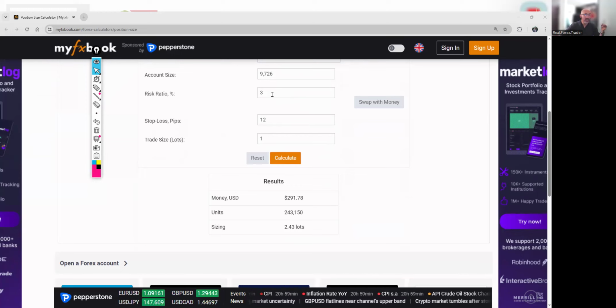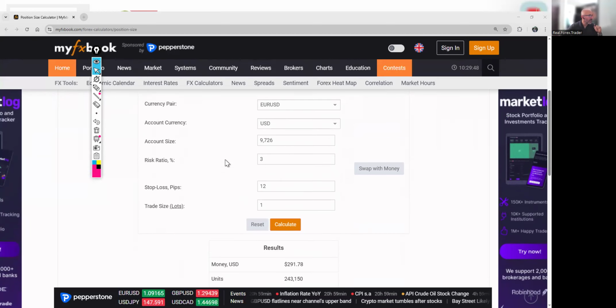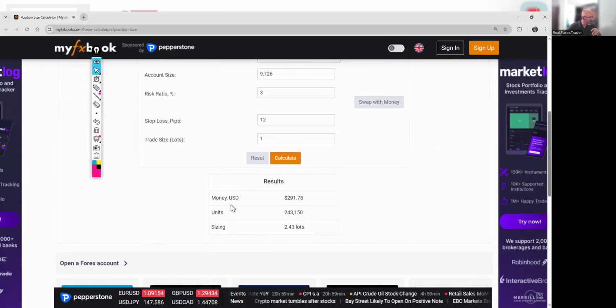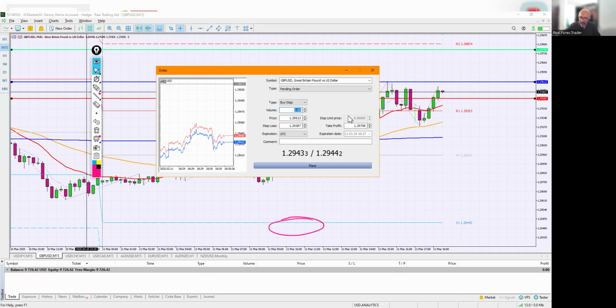Okay, my ratio is 3%, the maximum I'm going to risk. Oh, but look at this. My money management is in units, and the size is 2.43 lots. This is the number that I am going to place here on the lots, 2.43, only for this trade. With that volume, with that size of the lot, I am risking 3%, right?